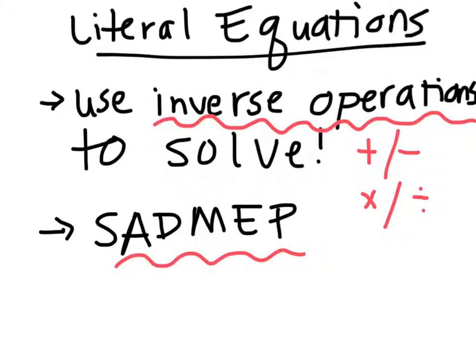And one that we're going to actually use in this lesson is squaring something and taking the square root, because those two operations undo each other. We also talked about solving using SADMEP, aka going in reverse order of operations. So to solve, we go in reverse order of operations.